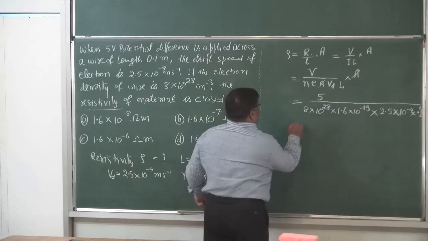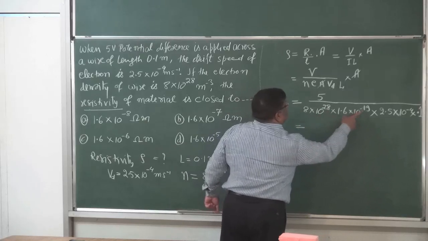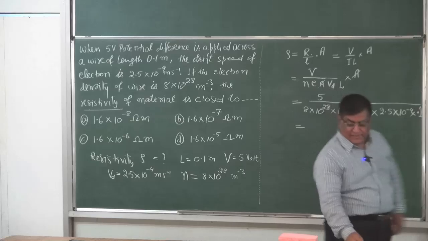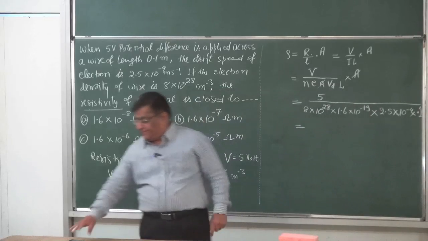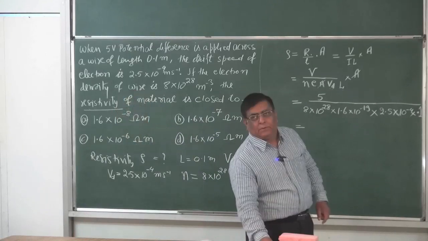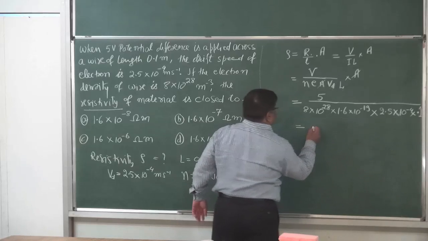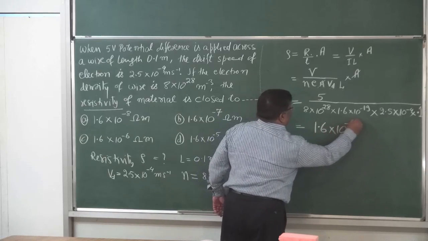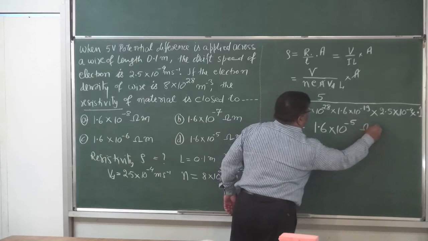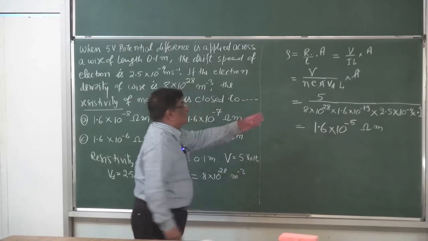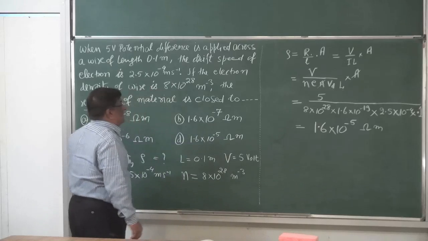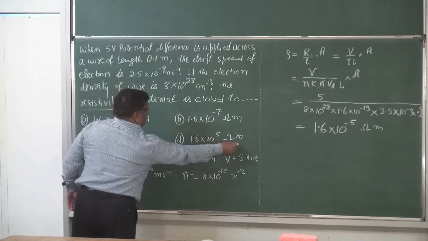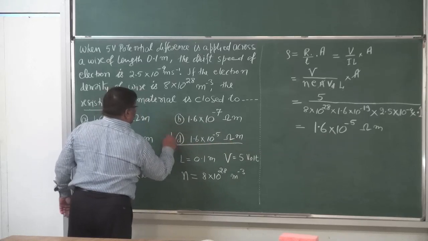So we will do all these calculations, and you will find out the answer. After doing the calculation it comes out to be 1.6 into 10 to the power minus 5 ohm meter. After doing all the cancellation you will find it, and here we will see where it is. So 1.6 into 10 to the power minus 5 ohm meter. This is the right option.